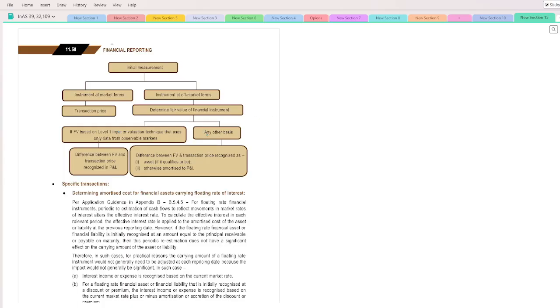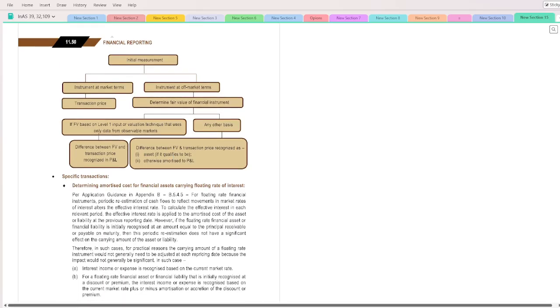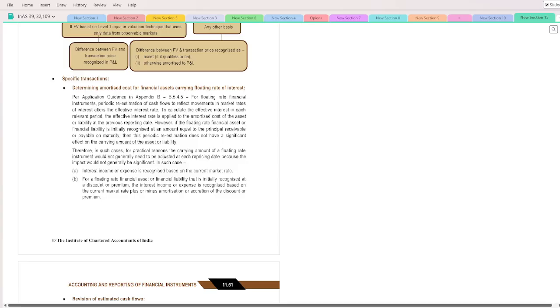Okay, and otherwise any other basis, like level 3 where you're using a modeling approach to determine the price, then the difference between the fair value and the transaction price is recognized as an asset or otherwise amortized to the P&L. Okay, so the specific transaction now. The specific transaction: determining the amortized cost for a financial asset carrying a floating rate of interest.